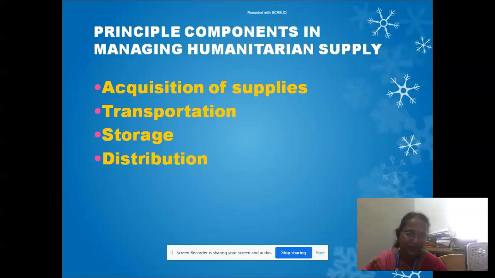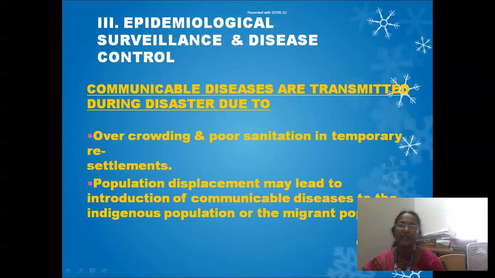The principal components in managing humanitarian supply. Acquisition of supplies. We must collect the supplies, needy materials. We have to transport it to the disaster place where we have to store these supplies and we have to distribute it according to the need of the victims. Then, epidemiological surveillance and disease control.